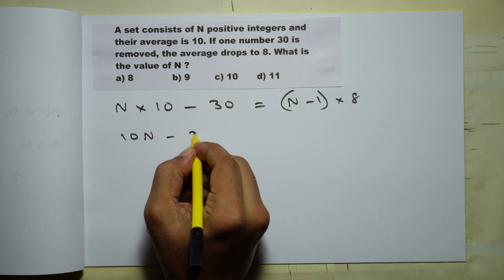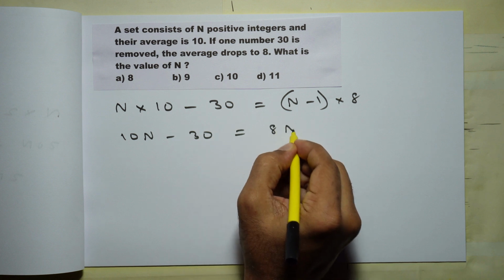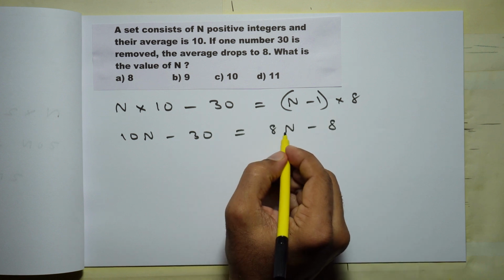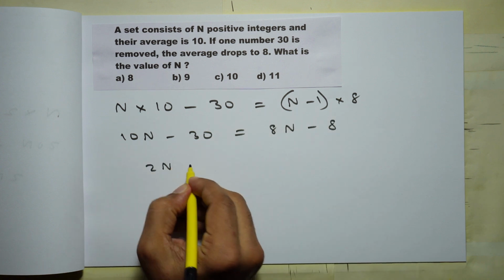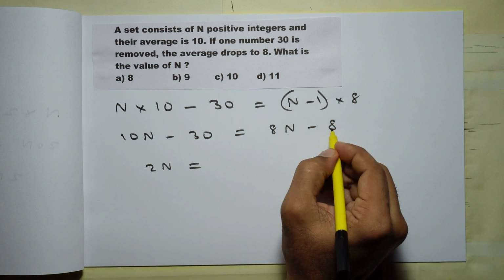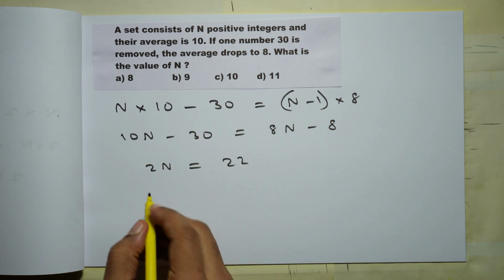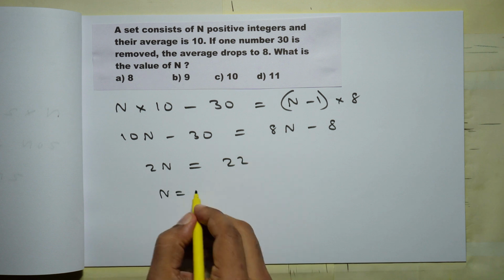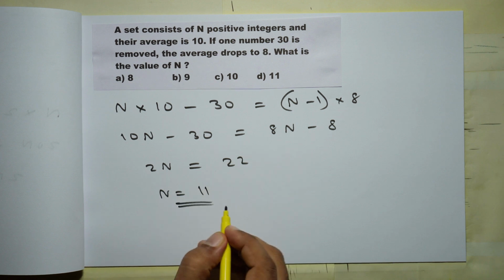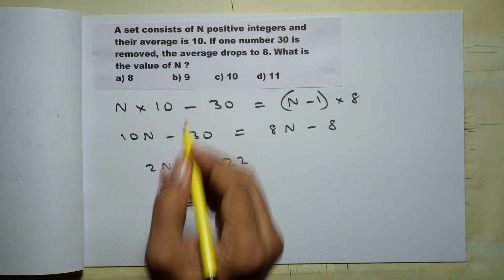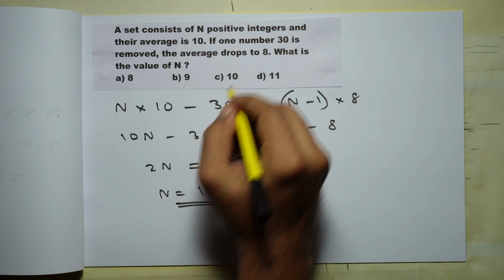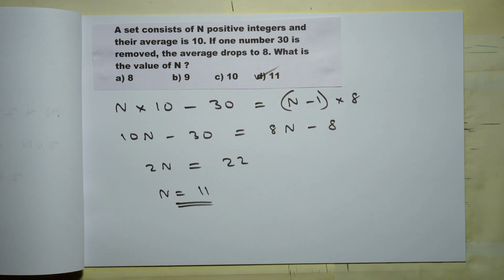So 10n minus 30 is equal to 8n minus 8. I'll bring 8n to this side. So you'll get 2n is equal to 30 minus 8, which is 22. So n is equal to 22 by 2, which gives you 11. So what is the value of n? n is equal to 11. So option D, 11.